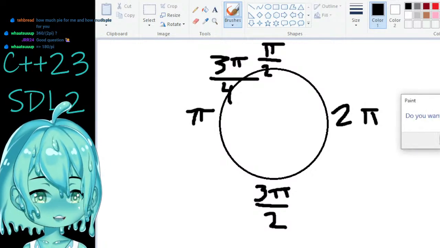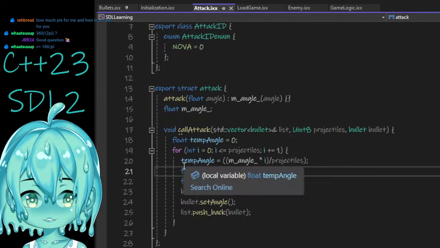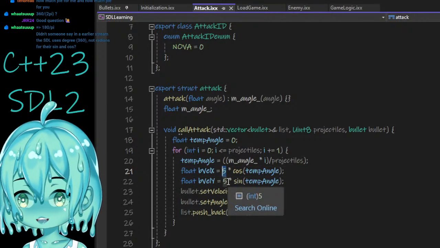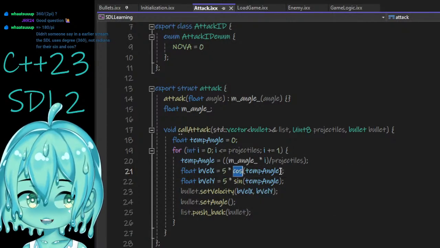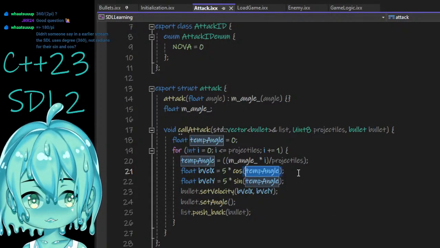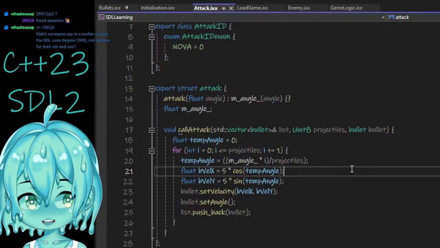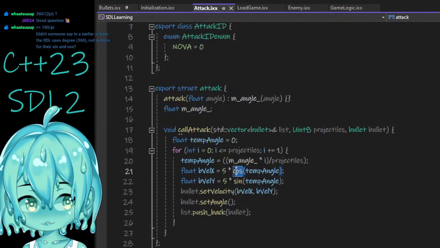All right, let's look at our sine and cosine formula. It was line 20. So float velocity x is 5, the speed of the bullets, multiplied by the cosine of temp angle, temp angle being the variable degree angle over time. Now, why do we have sine and cosine?